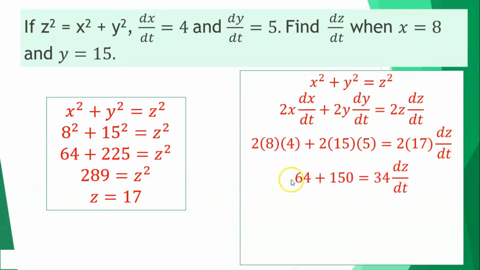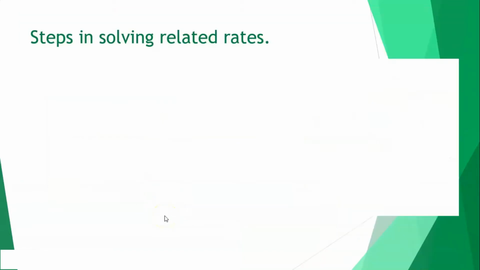Now simplifying this one, you add these two, that would result to 214. Dividing both sides by 34, so that would become 214 over 34, or dz/dt is approximately 6.29.